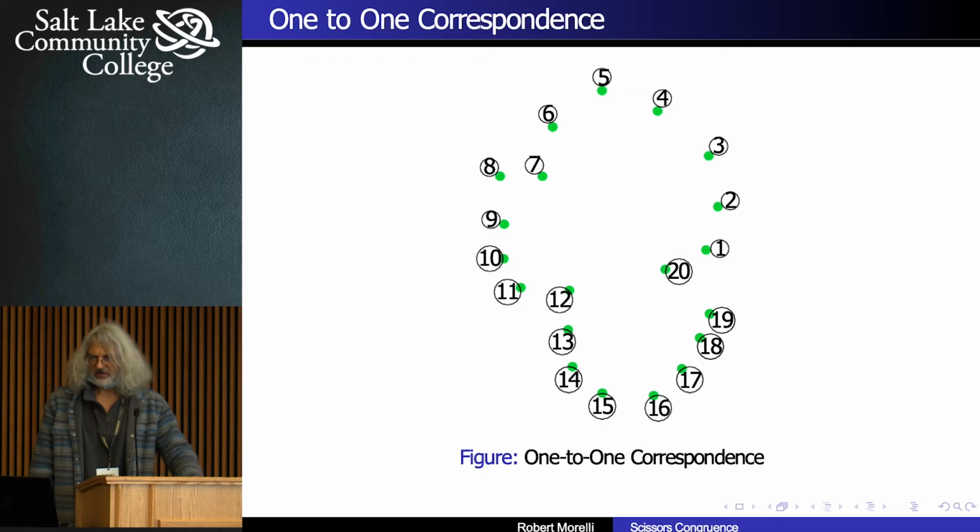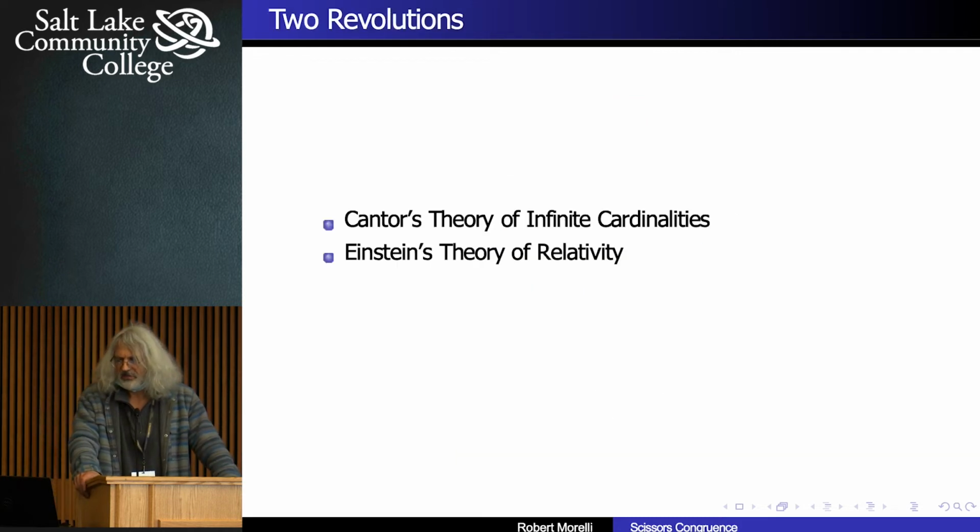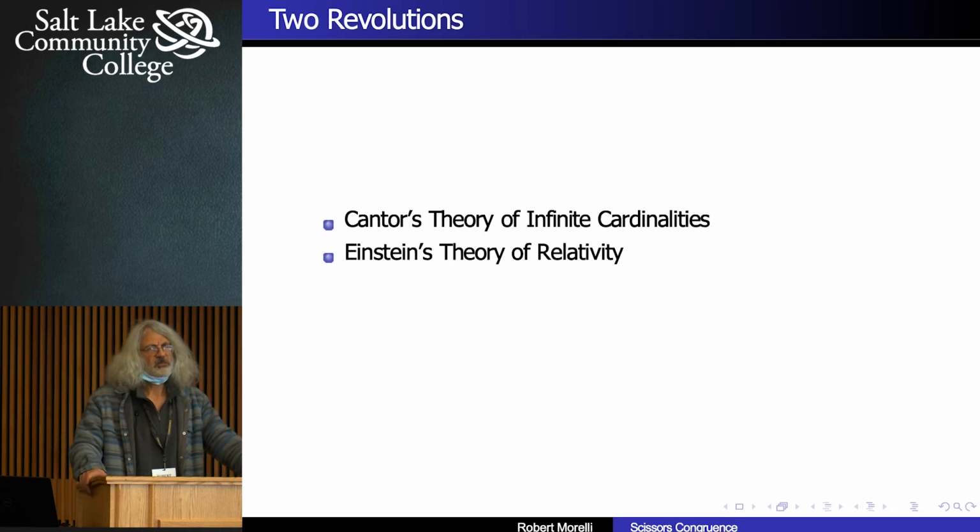I want to point out also that this kind of thinking is behind at least two revolutions that are relatively recent historically. One is Cantor's theory of infinite cardinalities. Cantor based a theory of counting infinitely large sets on this idea of one-to-one correspondences. His analysis was deeper than anybody had taken it before, and he was able to resolve some of the confusions people had about this question, and it led to a tremendous revolution in the foundations of math.